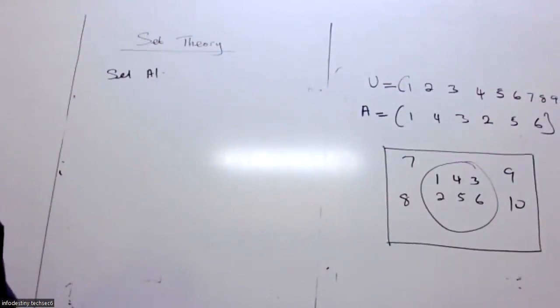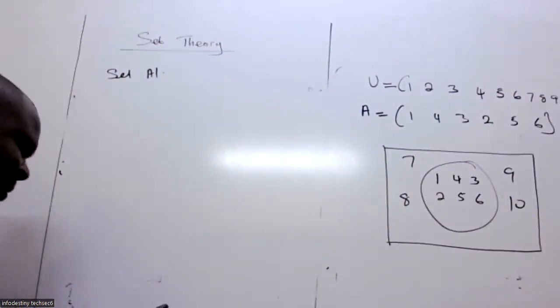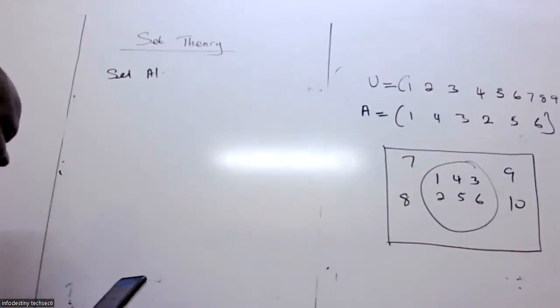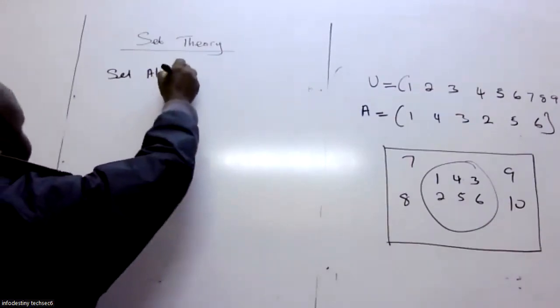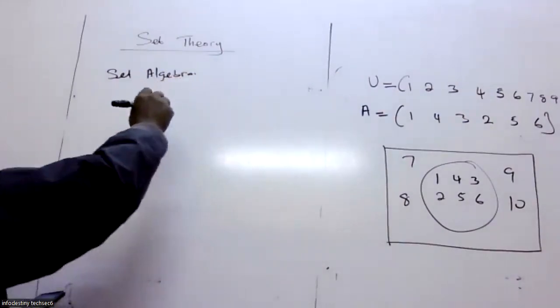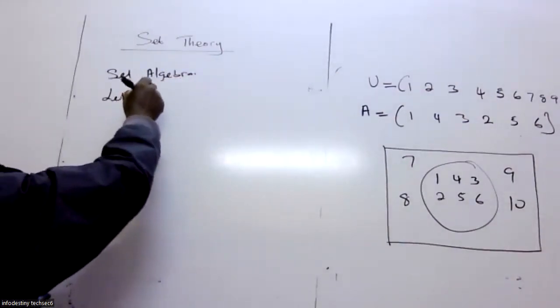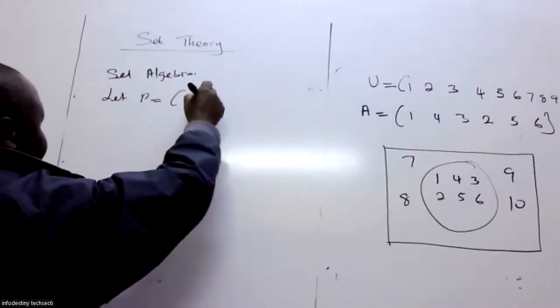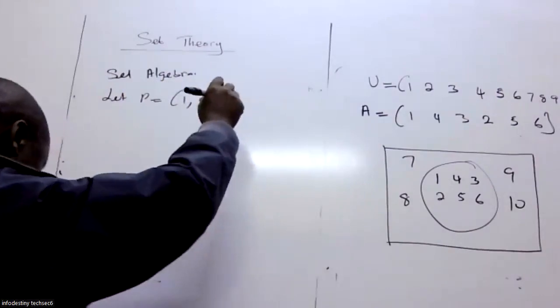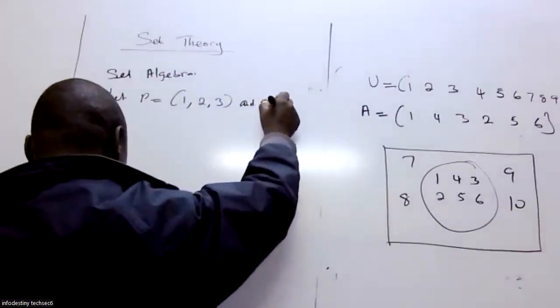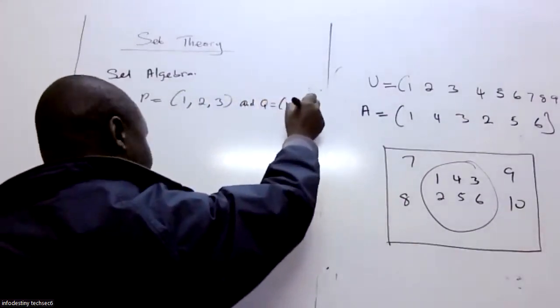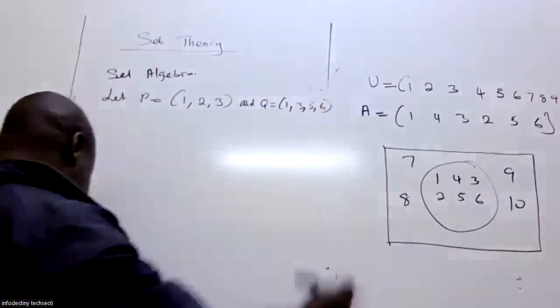Let's continue. We are looking at set algebra. So just say, let P equal 1, 2, 3 and Q equal 1, 3, 5, 6.